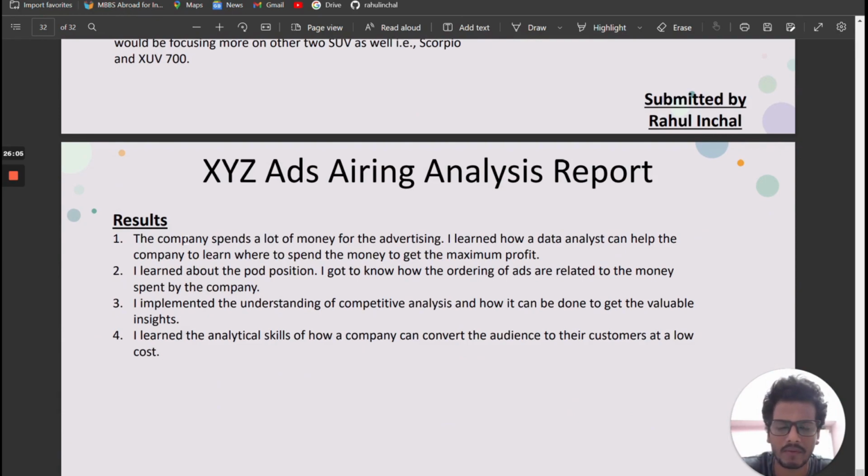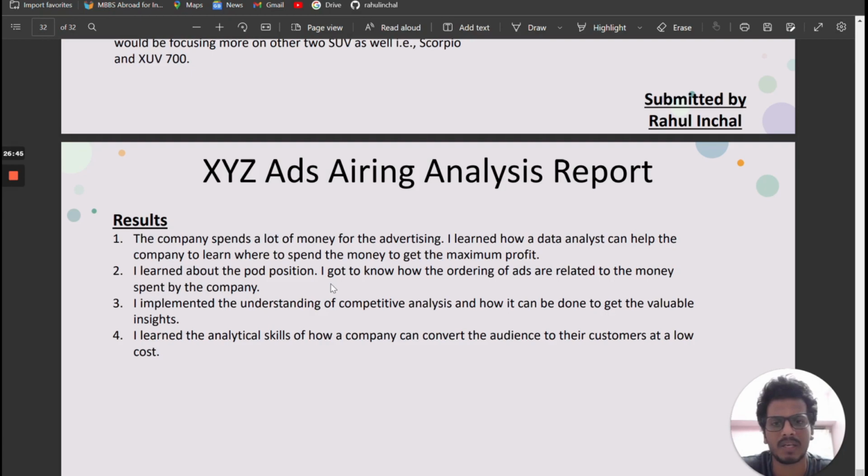So the result, what I can conclude from this report is that the company spends a lot of money on advertising. I learned how a data analyst can help a company learn where to spend the money to get the maximum profit, which as a data analyst I would recommend to the company CMOs or the leads. I learned about pod position. Of course, I didn't know what pod position was before. Now I got to know about the marketing tactics regarding pod position. I got to know how the ordering of data is related to the money spent by the company.